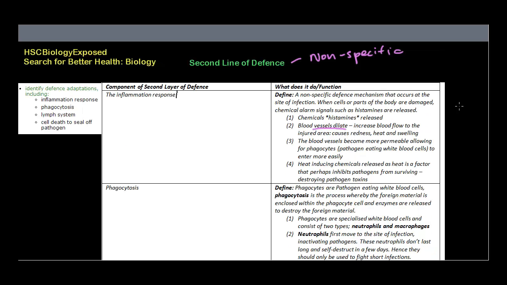So the second line of defense, as I said before in the last video, is that it's non-specific, which means that it attacks any foreign substance, not just pathogens. It can't tell between a pathogen and a foreign substance. So we'll move on to the first part, which is the inflammation response.